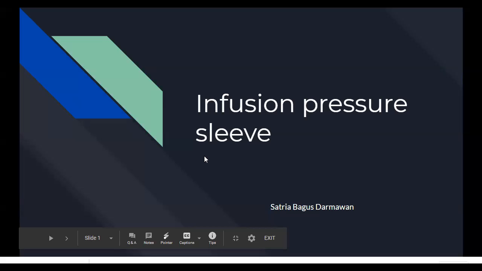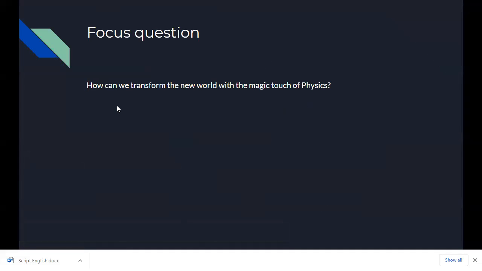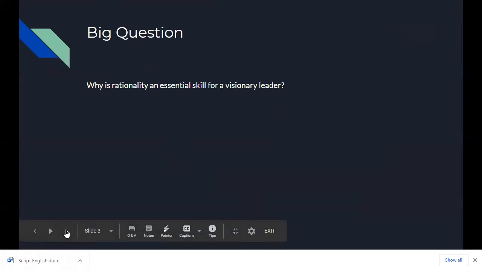This project will explain the application of physics concepts in fluid infusion. Firstly, the project focus question is, how can we transform the new world with the magic touch of physics? The big question is, why is rationality an essential skill for a visionary leader?